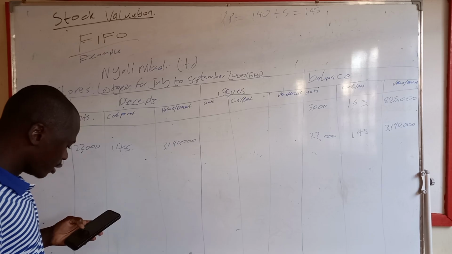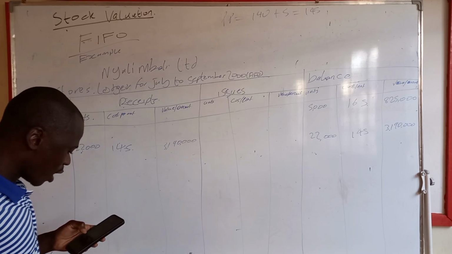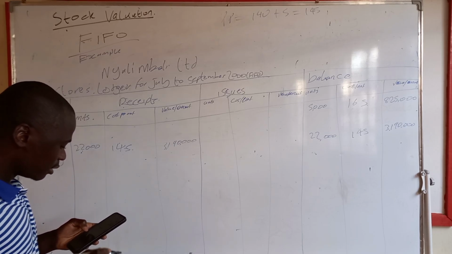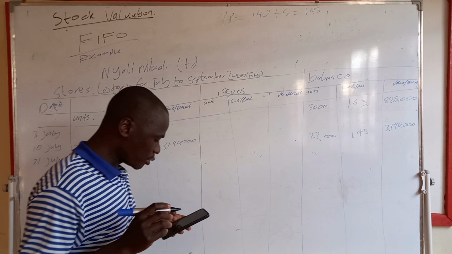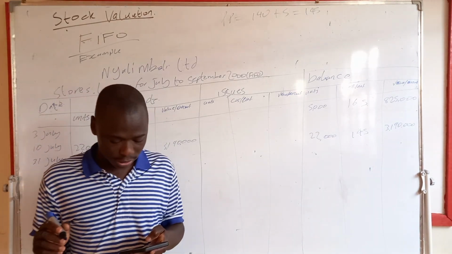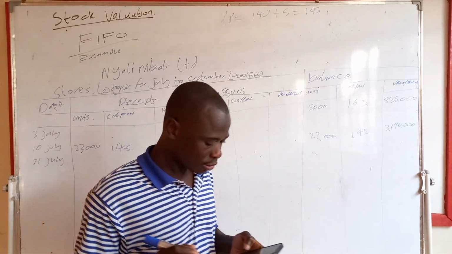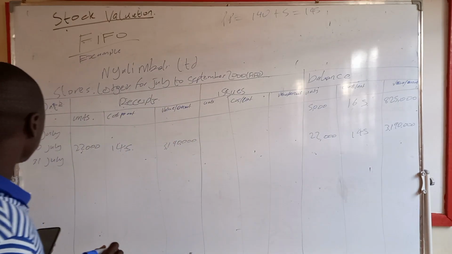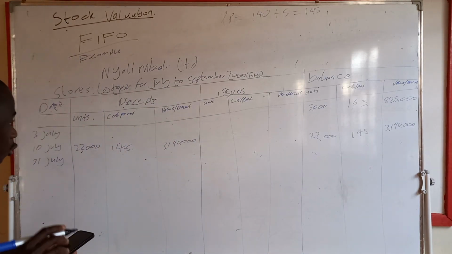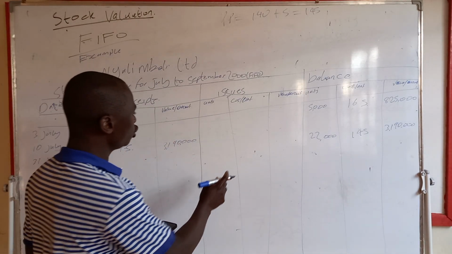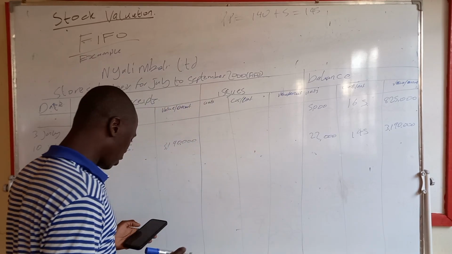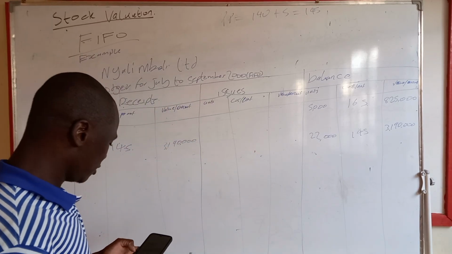During the month, 20,000 tiles were sold at a price of 220 each. On this date, tiles were sold. So we go to issue, our part of the ledger, issue.